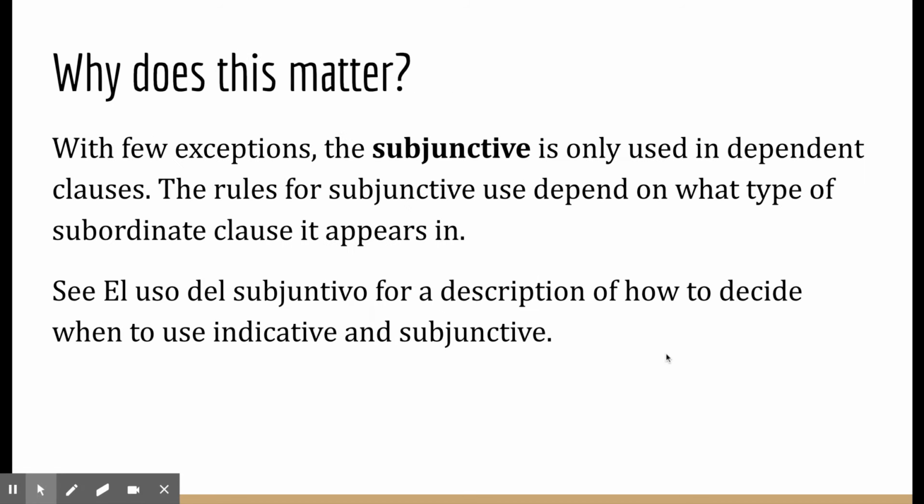Okay, so why does it matter? With few exceptions, the subjunctive is only used in dependent clauses. And the rules of when it's used totally depend on, is it a noun clause, an adjective clause, or an adverb clause? And I don't have them yet, but I have more videos going over how does that work?